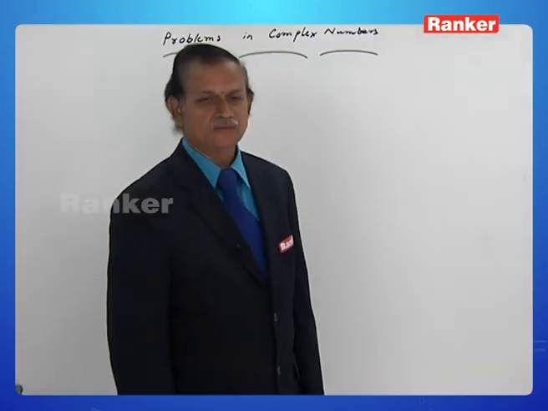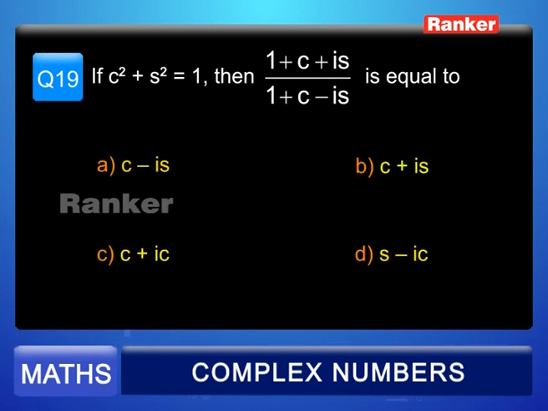The next question is question number 19. If c square plus s square is equal to 1, then 1 plus c plus is by 1 plus c minus is is equal to. First option, c minus is. Second option, c plus is. Third option, c plus ic. And the fourth option is s minus ic.